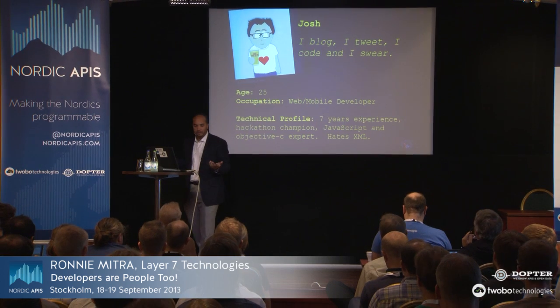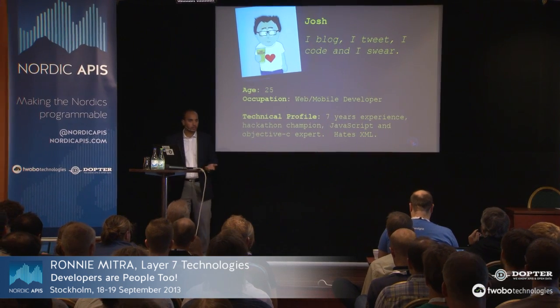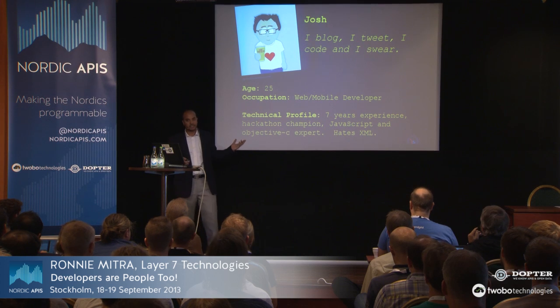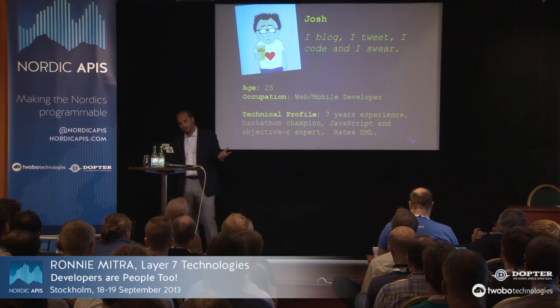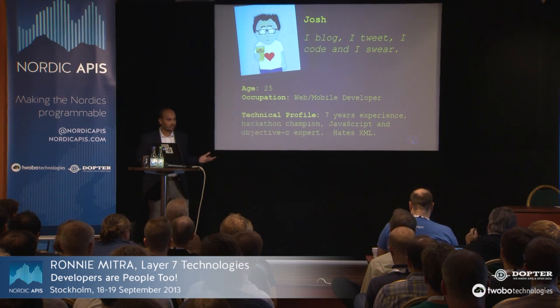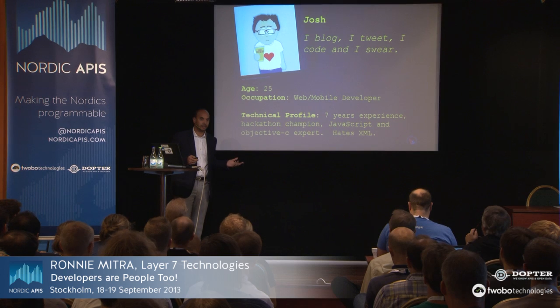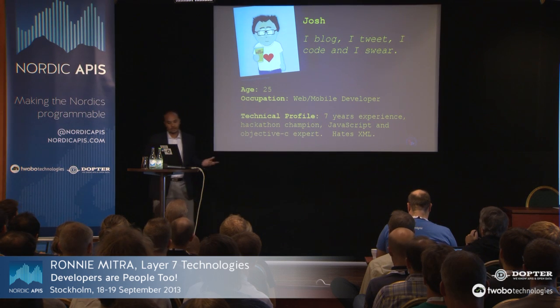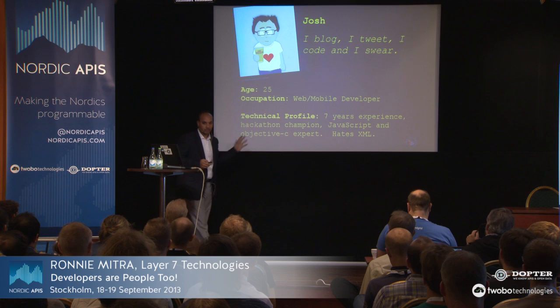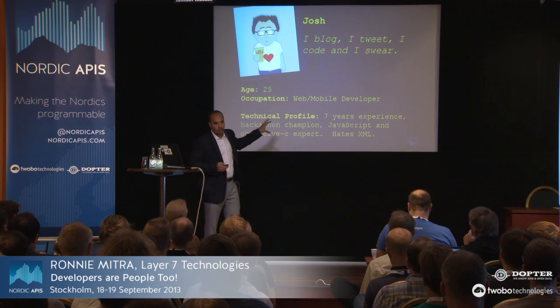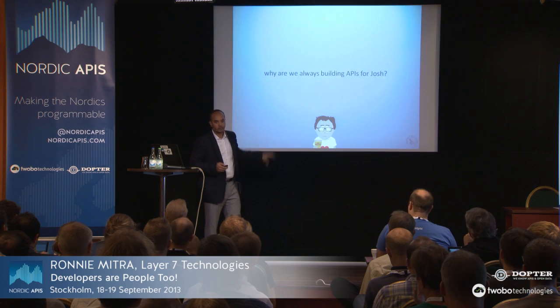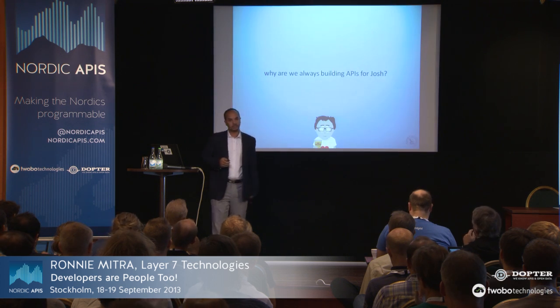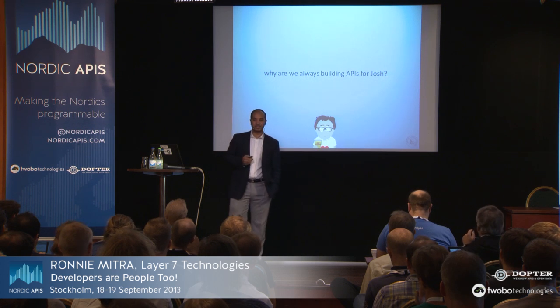His name is Josh, and he blogs, he tweets, he codes, and he swears, right? So it's a bit tongue-in-cheek, stereotypical, t-shirt and jeans. He loves JavaScript, he hates XML. I would say, 9 times out of 10, this is what we're thinking about. But why are we always building APIs for Josh, right? Josh isn't necessarily your user.